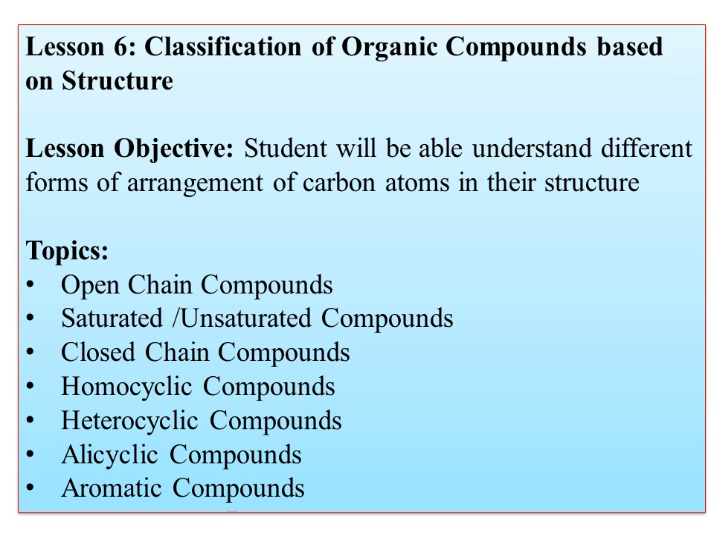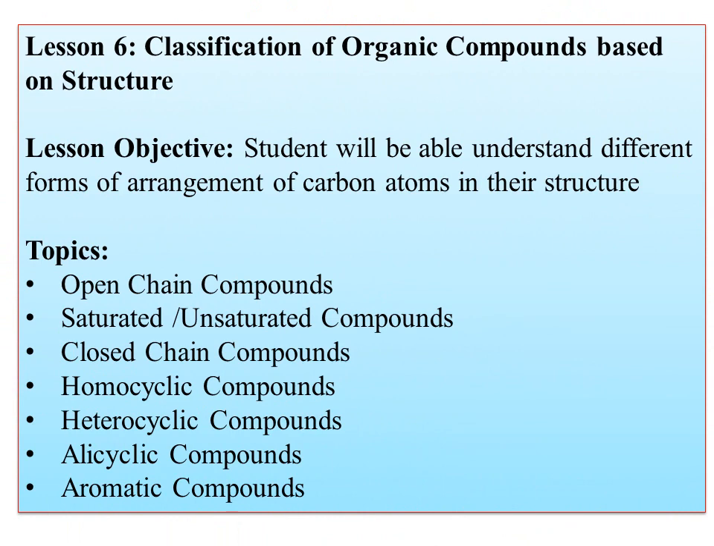So the topics that I am going to cover in this lesson are open chain compounds. Those open chain compounds may be saturated or unsaturated. Then closed chain compounds. In the closed chain compounds, it may be homocyclic or heterocyclic. Again, in homocyclic or heterocyclic, they will be alicyclic or they may be aromatic compounds. How the classification of organic compounds is done based on their structure, we are going to consider here.